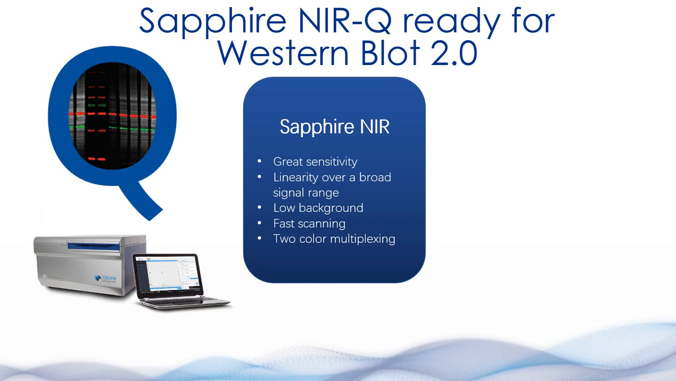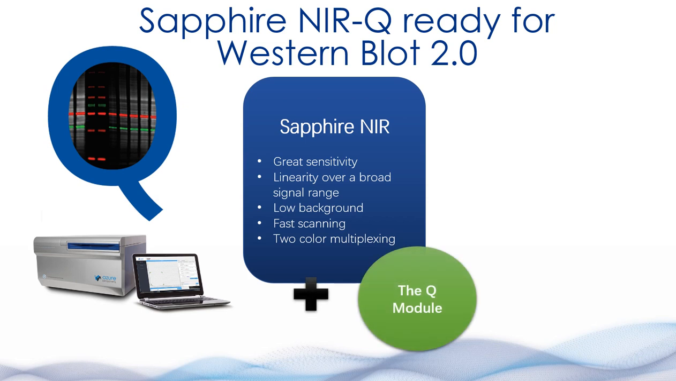I give you an example. You have a complex protein mixture with 7,000 proteins, so why not put the normalization on all shoulders? So we can do this, and we will support you on this new trend. So you can have the Sapphire near-infrared for your near-infrared Western blots, 700 and 800 channel, and then we can build in for you the Q module.